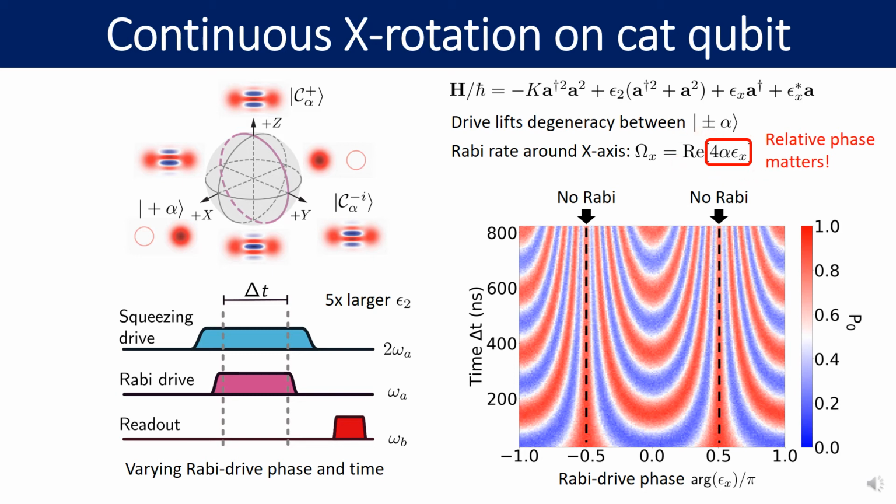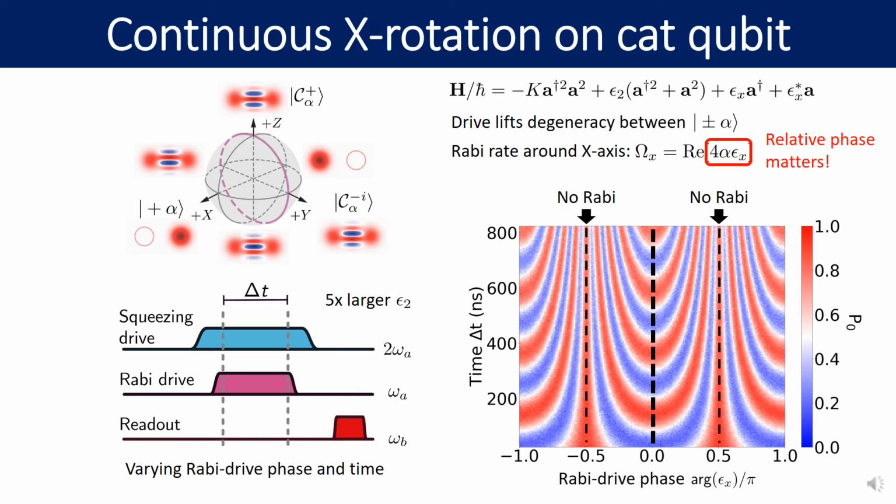Later I will show you how we can use this process to perform gates on the Kerr-Cat qubit, and then we will, of course, operate at this phase difference where both alpha and epsilon x are aligned. You can actually see that the Rabi oscillations here are faster than in the case of just the Fock state qubit, because now the Rabi rate also scales with the coherent state amplitude alpha.